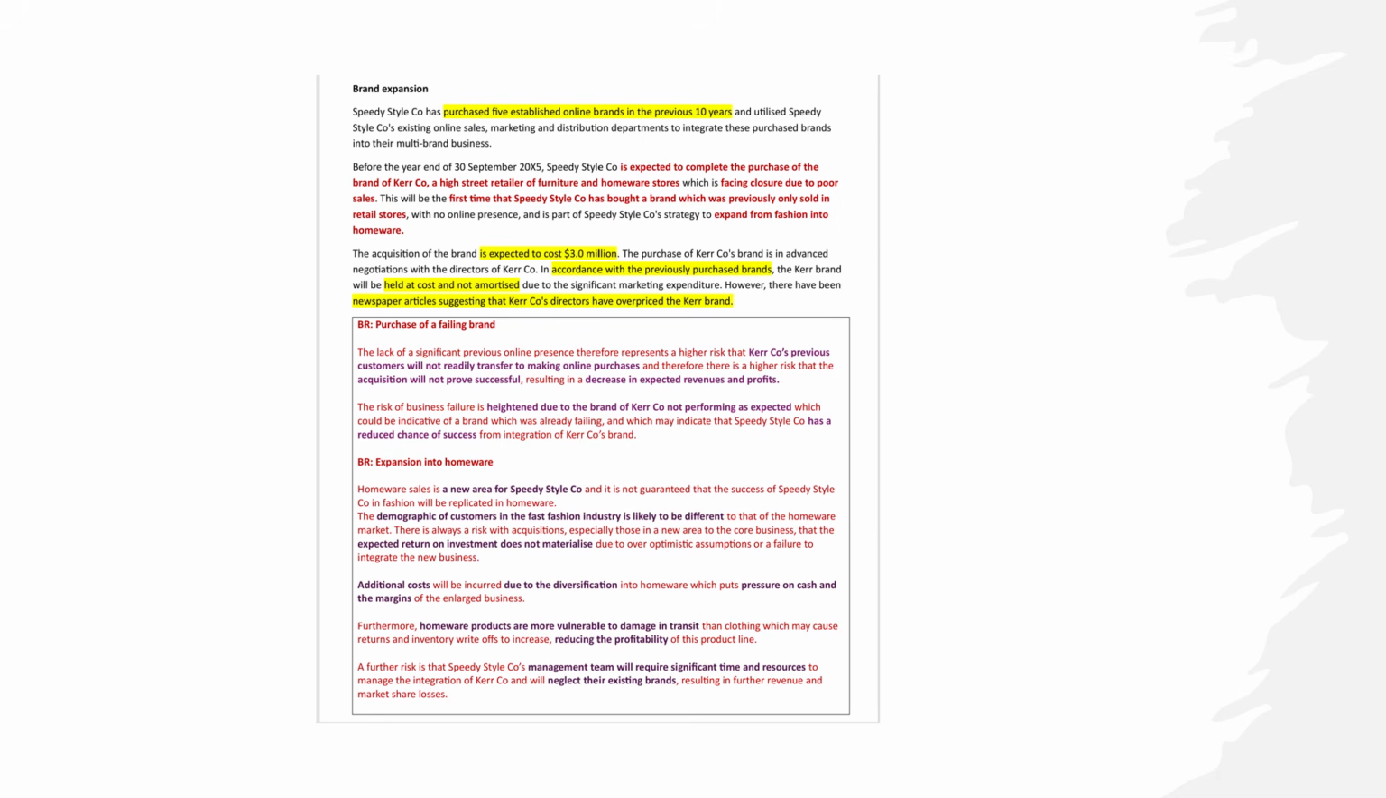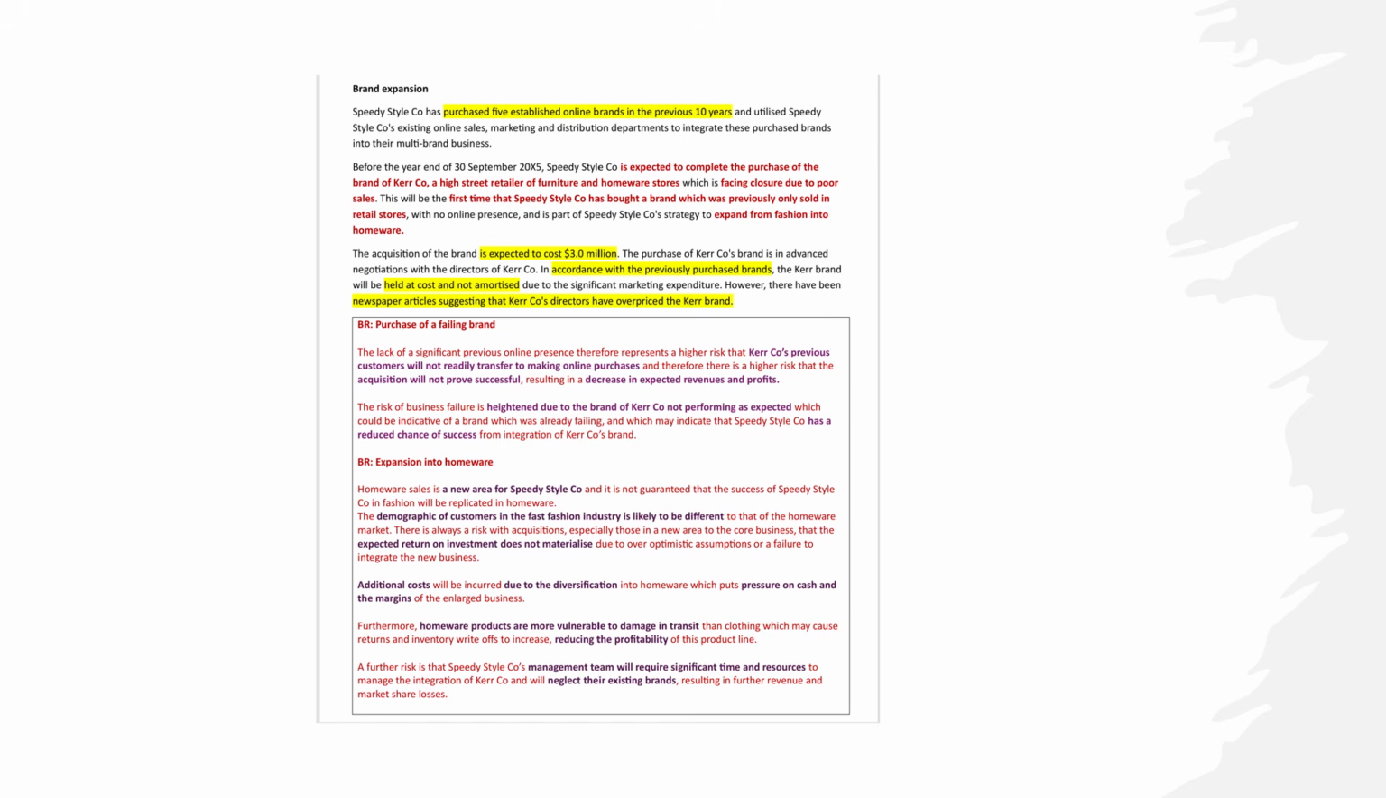And this particular brand that I'm purchasing is already facing closure due to poor sales. This is the first time they're buying a brand which was previously only sold in retail stores with no online presence, and they are going from fashion into homeware. So the scenario itself gives you a number of risks that you can talk about.